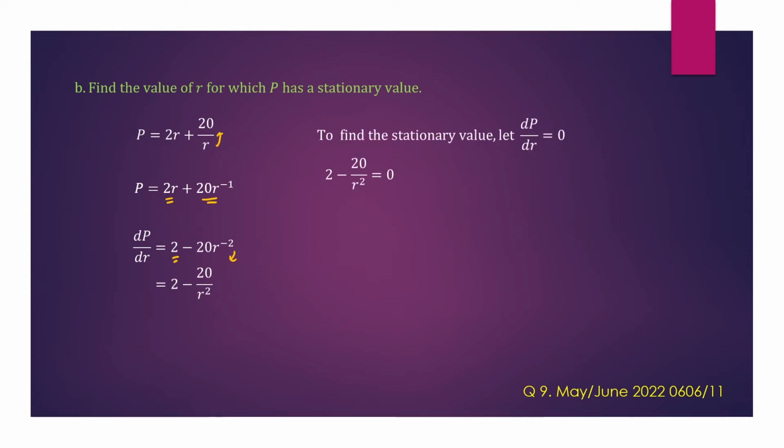And to find your stationary value, we need to let the derivative equal 0. So that's what we've done here. We have 2 minus 20 divided by r squared equals 0. And when you rearrange that equation, you'll get r squared equals 10 and r equals positive root 10, the principal root. So when r equals root 10, the perimeter will have a stationary value.